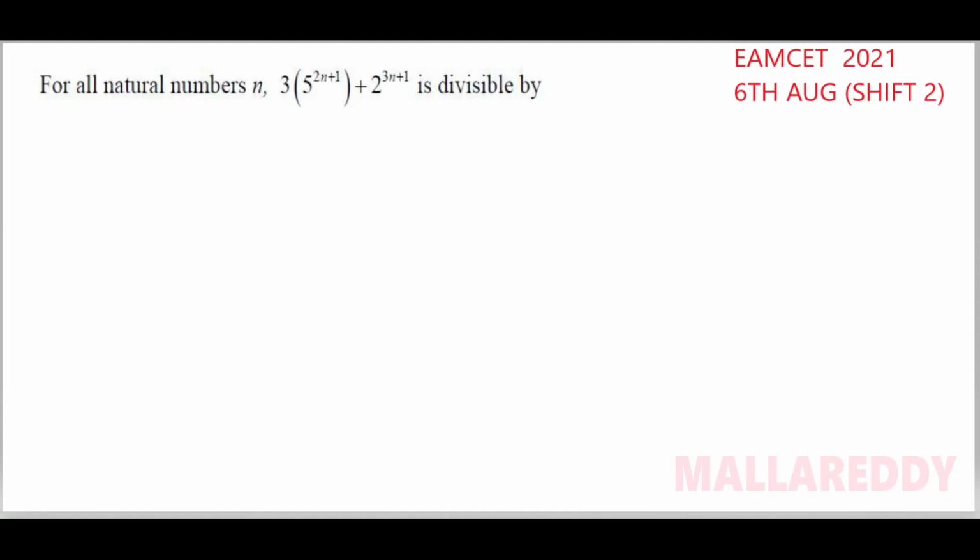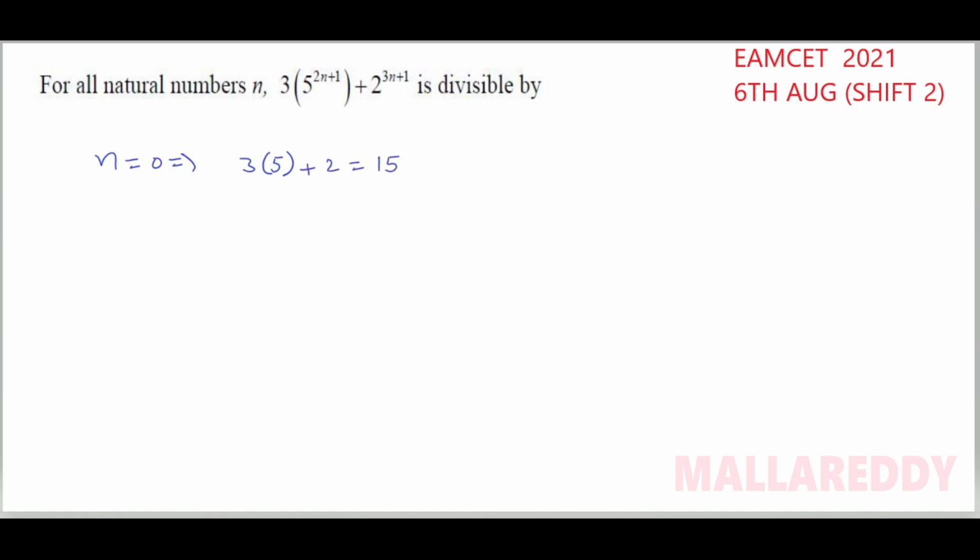For all natural numbers n, 3 into 5 to the power of 2n plus 1 plus 2 to the power of 3n plus 1 is divisible by. So first, we substitute n is equal to 0. That is 3 into 5 to the power of 2 into 0 plus 1, plus 2 to the power of 3 into 0 plus 1.